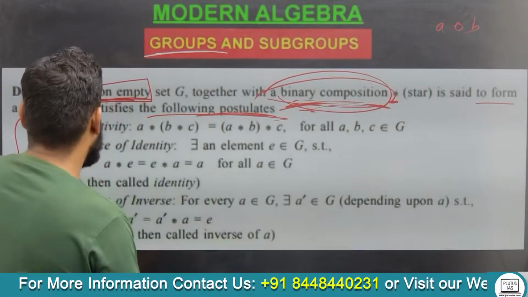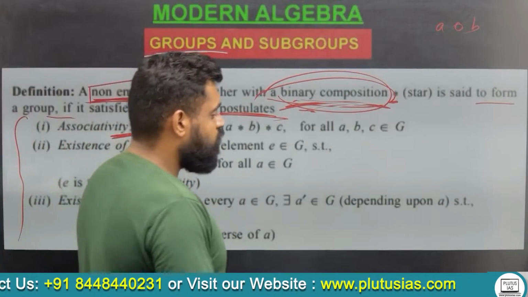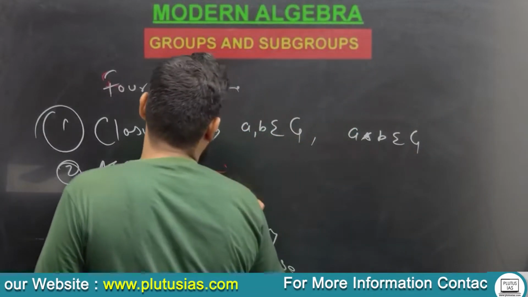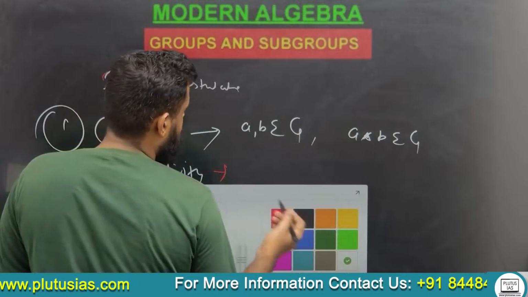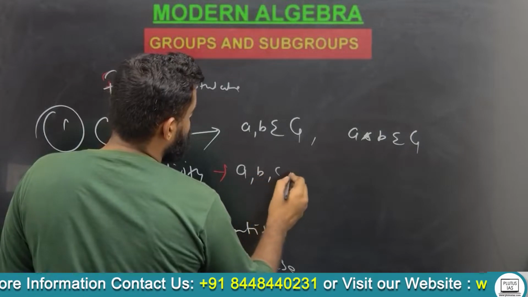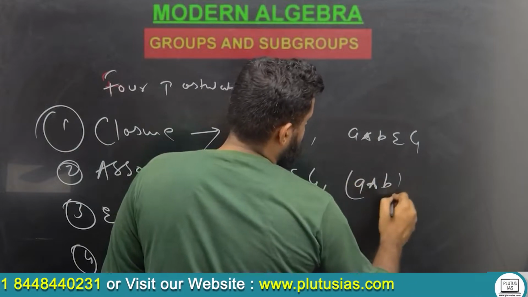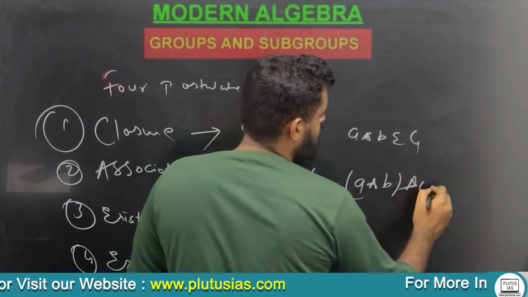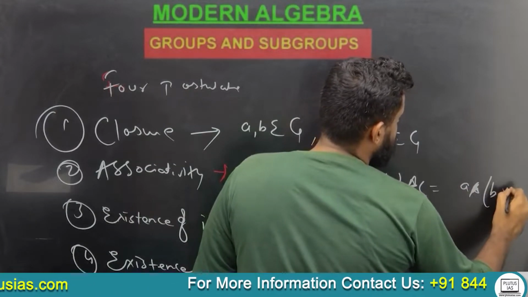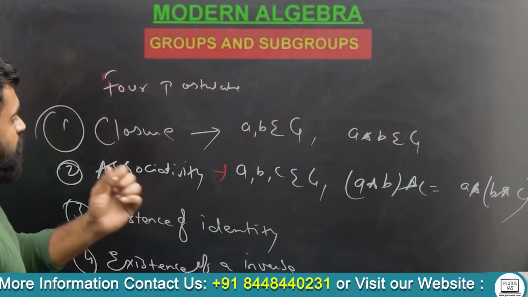Moving on to the second property, that is associativity. It says that if A, B, C all belong to G, then (A operation B) operation C is equal to A operation (B operation C). So this is associative.